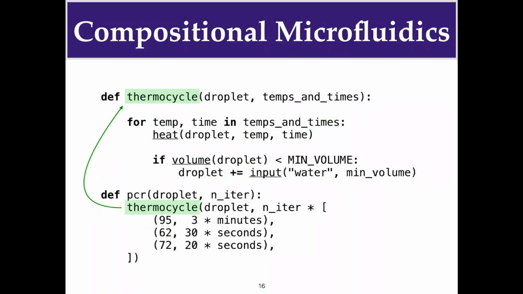All right, and because this is just regular vanilla Python code, it's compositional, right? So if I gave you the thermocycle code in a library, you could write PCR, or polymerase chain reaction, which is something you might do to duplicate DNA. It's basically a simple instance of thermocycle. So you wouldn't have to write thermocycle on your own. You could use the method that I gave you. Okay, so that's really nice.